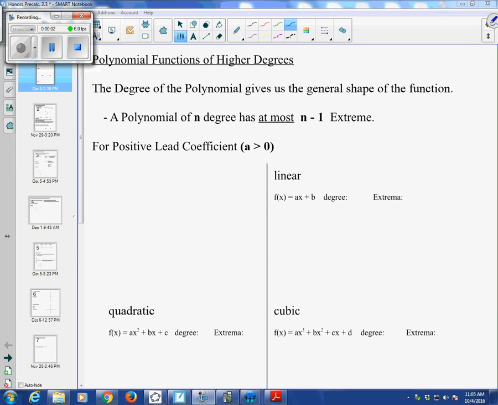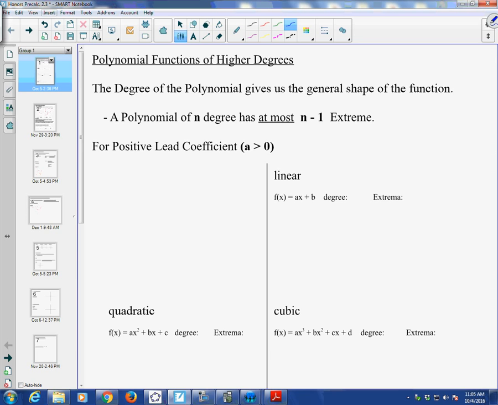Alright guys, so this is our first video for our Flip the Classroom lesson on polynomial functions of higher degree. In this video we are going to talk about the graphs of polynomial functions. And in general what we're going to say is the degree of the polynomial gives us the general shape of the function. One way that we see this is that a polynomial of degree n is going to have at most n minus 1 extrema, right?